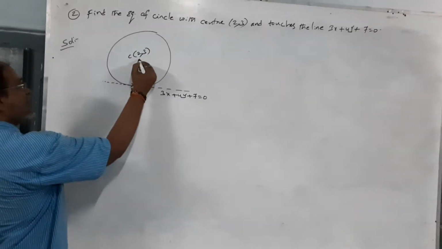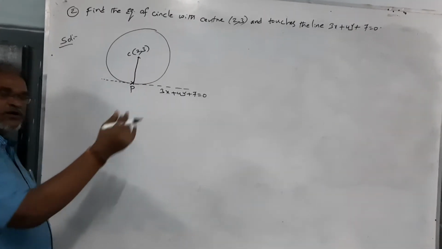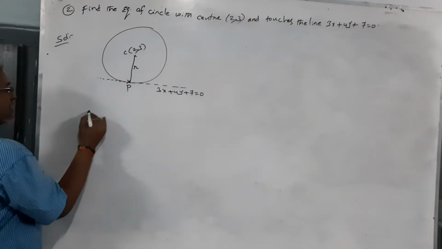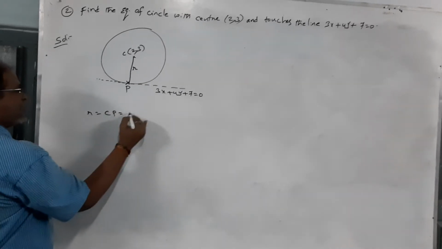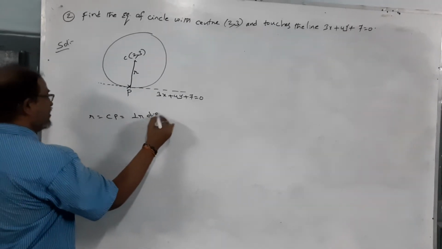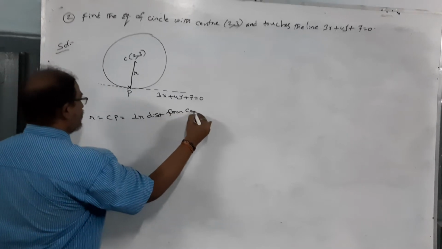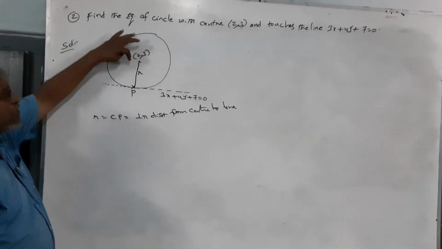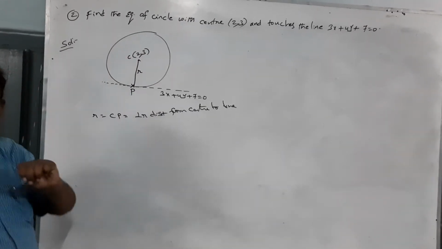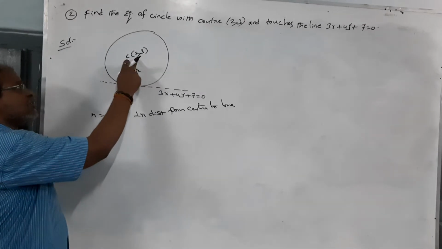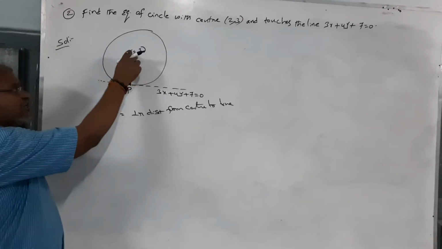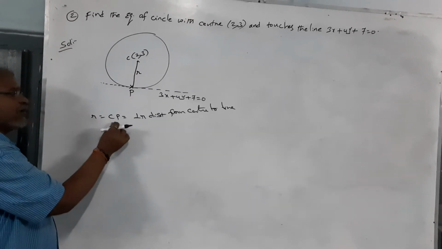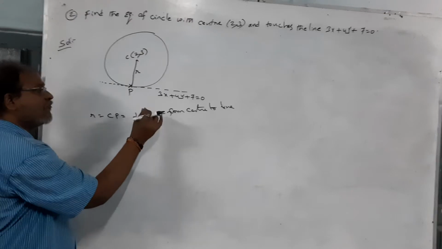Clearly, if we connect C to P, that is nothing but the radius. So radius equals CP. CP means the perpendicular distance from center to the line. Radius equals the perpendicular distance from center to the line. So radius R equals CP, which equals the perpendicular distance from center to the line.